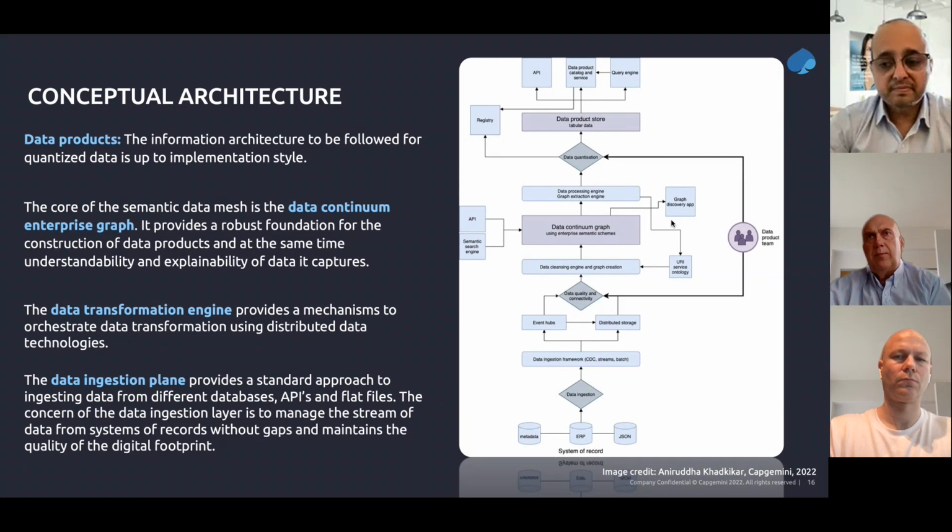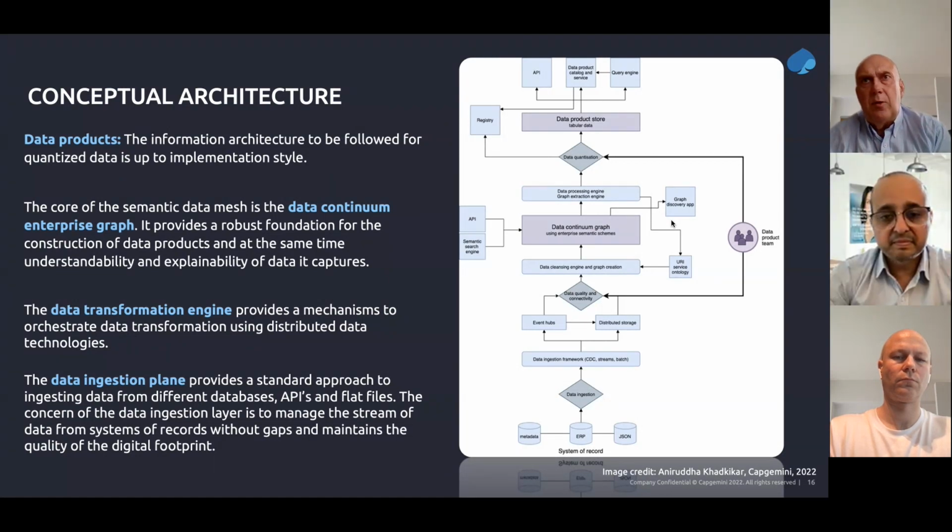Thanks, Annie. Good explanation. Any last question from the audience? I had one actually, and that is, what do you think is the overall maturity of organizations using the data mesh methods in the market?